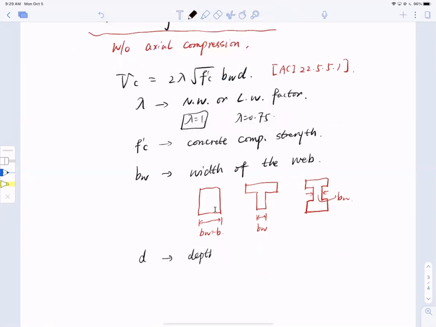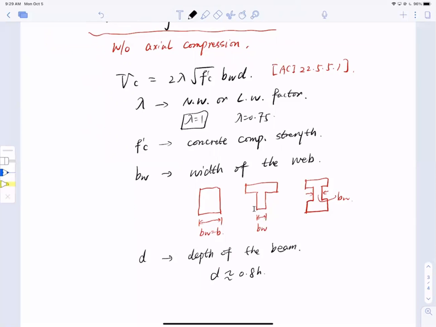Now d is the depth of the beam. We all know that already. But when the depth is not prescribed, we can estimate it as equal to 0.8h. So this is the shear for the beam without compression.